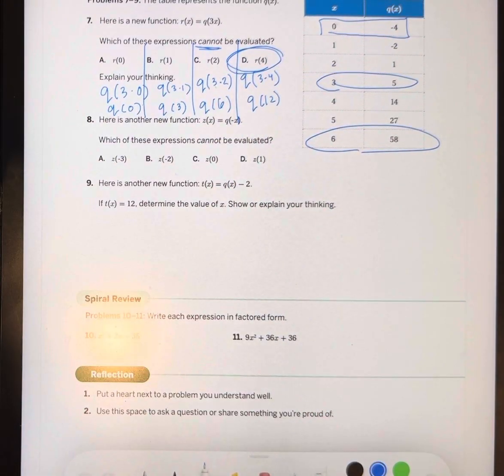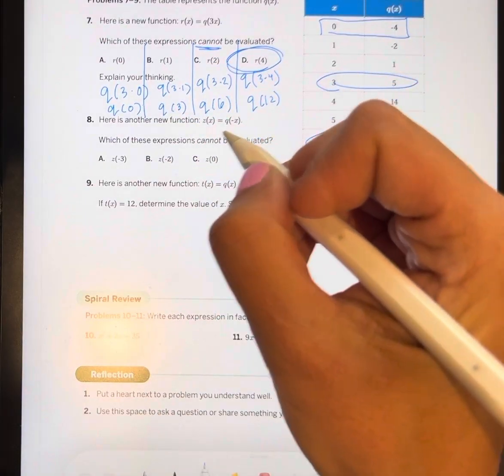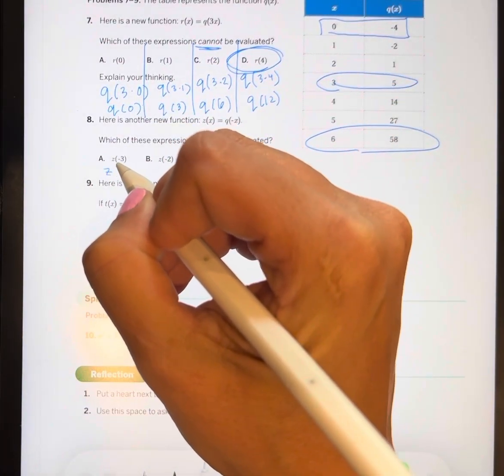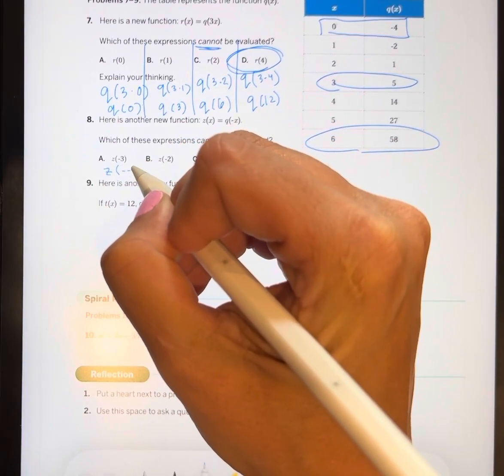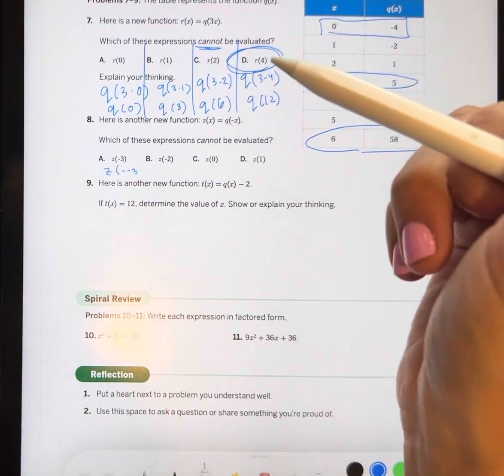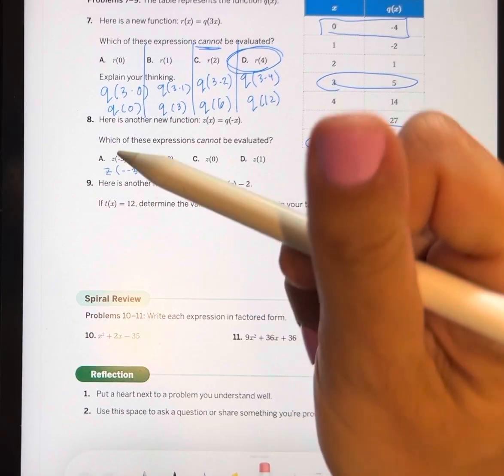Okay, here's another function. z of x equals q of negative x. Which of the following can't be evaluated? Okay, so basically, z of negative 3. Wait, what are we doing? Q of negative 3. Apologies.